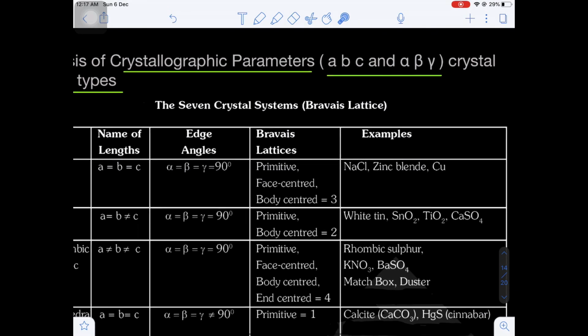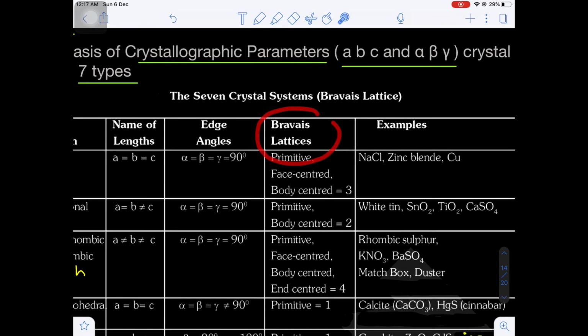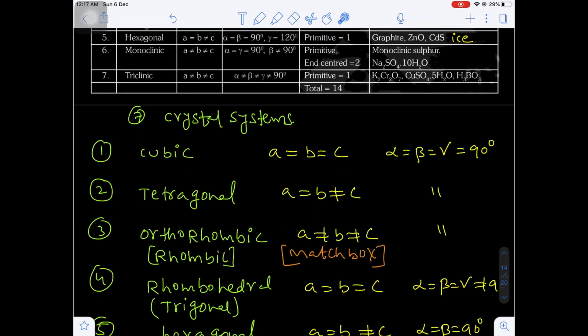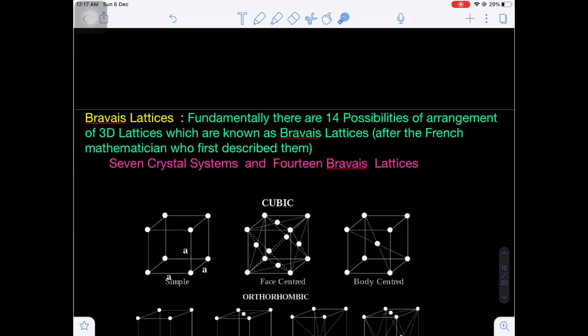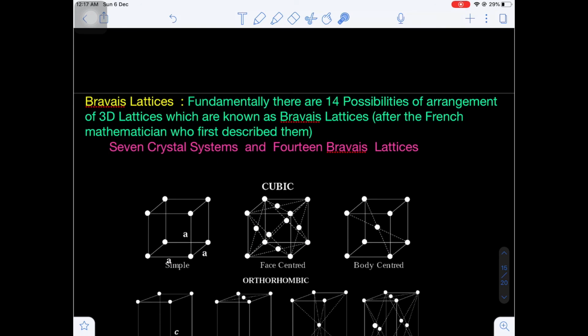Okay. Now here what is the definition of a Bravais lattices? Bravais lattices is nothing but the name of a scientist Bravais, who is a mathematician. He fundamentally arranged, there are 14 possible arrangements of the three-dimensional lattice points. Fundamentally there are how many possibilities? 14 possibilities of arrangement of the three-dimensional lattices, which are known as Bravais lattices, after the French mathematician who first described them.